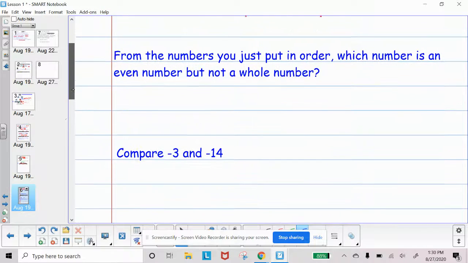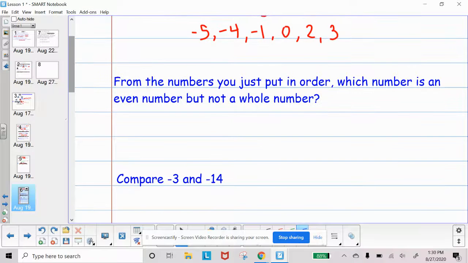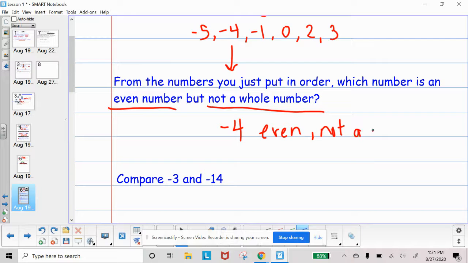From the numbers you just put in order, oh, there they are, which number is an even number, but not a whole number? Well, let's see. 2 is an even number, but it's a whole number, so it's not that. 3 is an odd number. 0 is neither even nor odd. -4 is an even number, and it's an integer, so it's not a whole number. So -4 is even, and it is not a whole number. We would call that an integer.